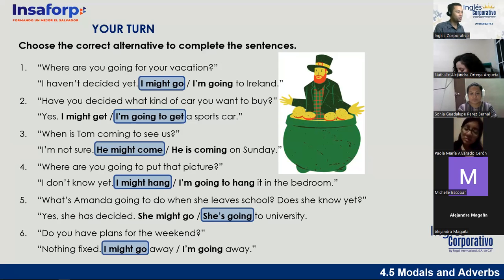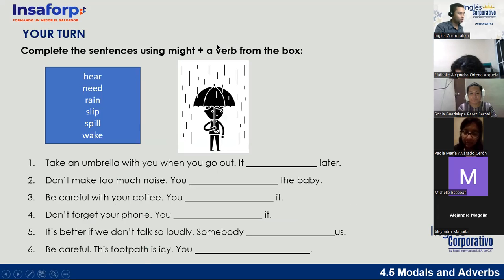Thank you, Michelle. And thank you, everybody, for your participation. That was very good. Very, very good. For the next exercise, your turn. Complete the sentences. We have two more exercises that we are going to complete now. Complete the sentences using might and a verb from the box. In the box, you have the verbs hear, need, rain, slip, spill, and wake.